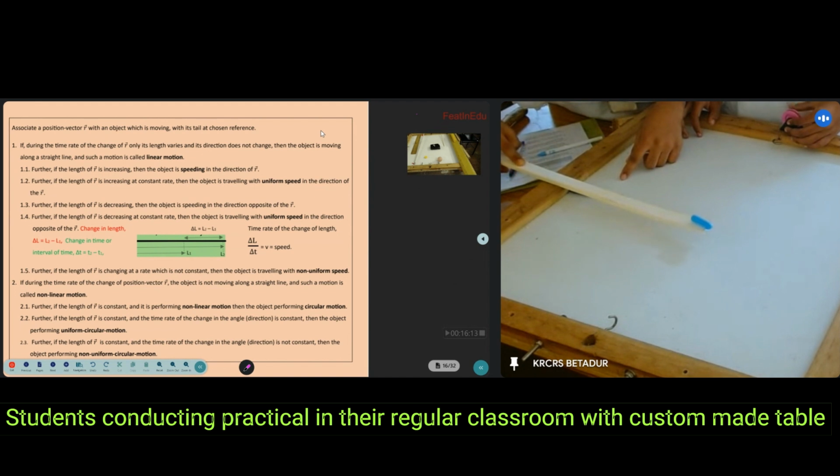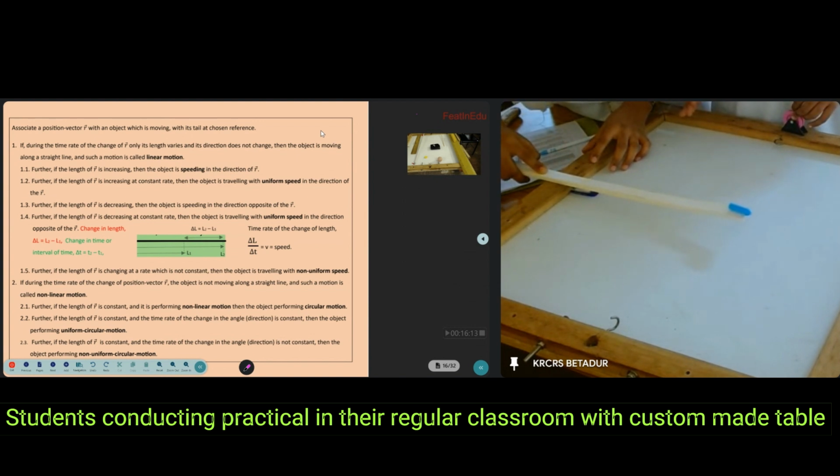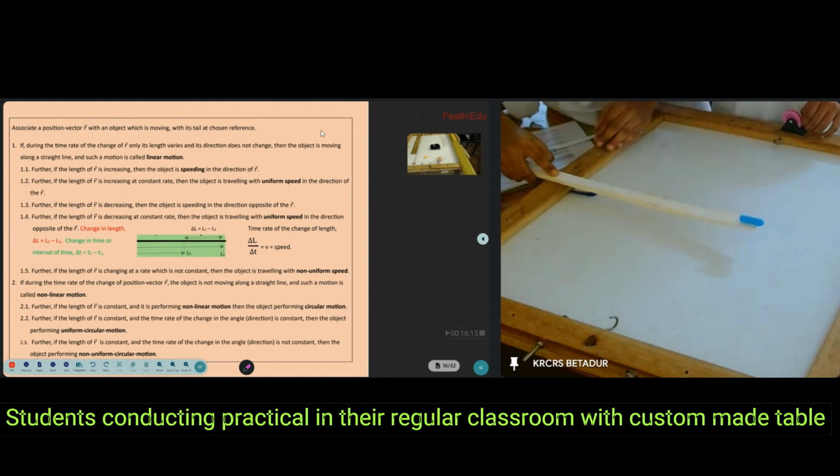This is the minus x direction. Now wait, but the direction of the position vector is always in the plus x direction. Did you understand? Yes. Now you move the object and track it. Now the object is moving in plus x direction and the position vector also is moving in plus x direction. Now move the object in minus x direction. But the position vector is in plus x direction. Correct? Yes, sir. Now understood?